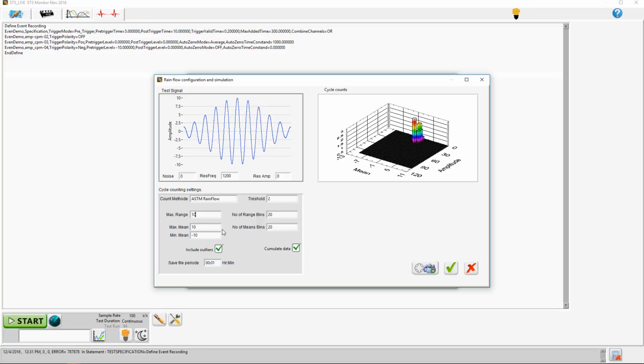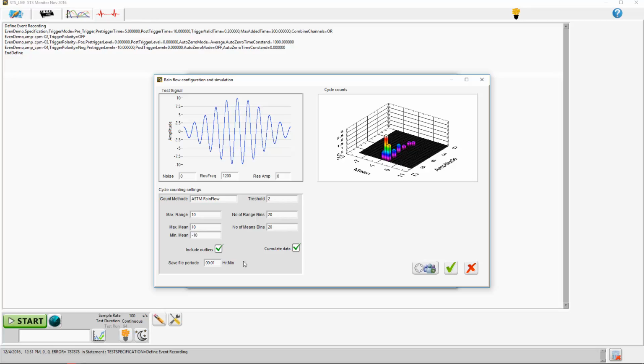Let's put that back. We include the outliers, meaning that if a cycle is encountered which is bigger than our range, we add it into a special bin, the outlier bin. And we will accumulate the data.